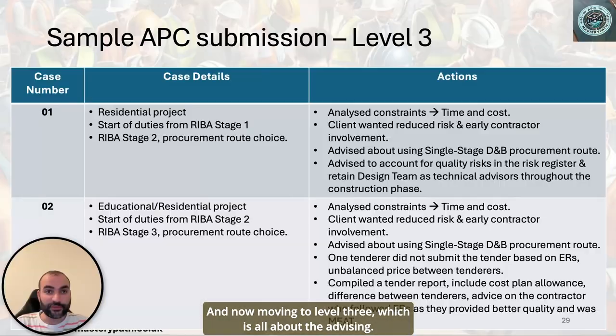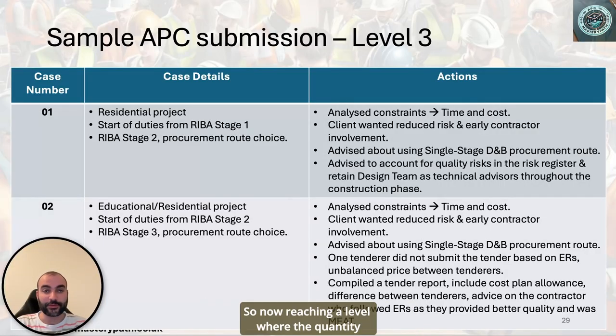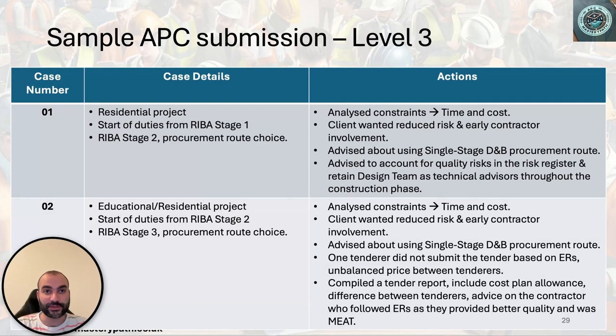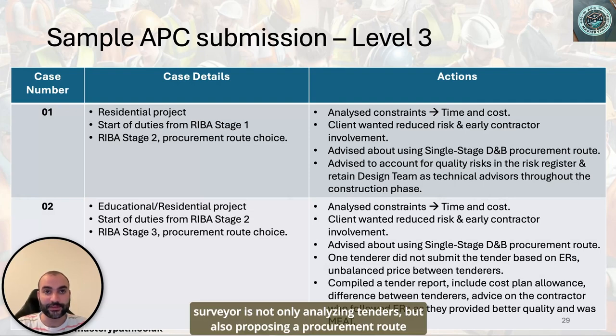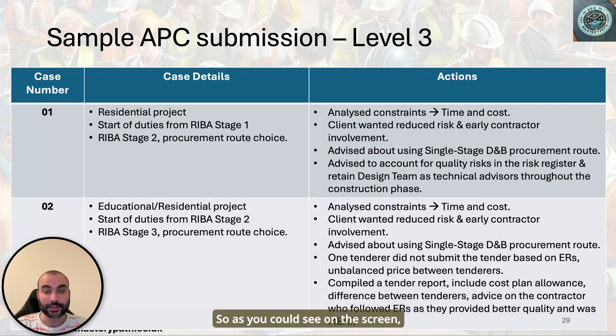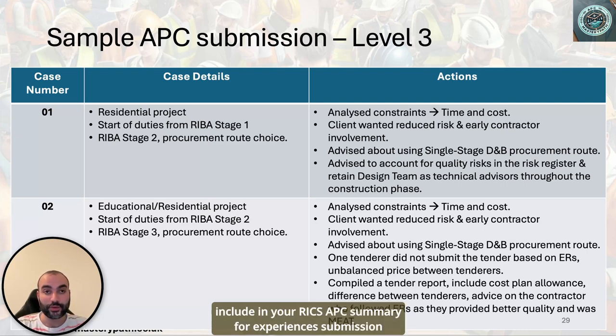And now moving to level 3, which is all about advising. So now reaching a level where the quantity surveyor is not only analysing tenders, but also proposing a procurement route to the clients that they are working with, in addition to choosing and disqualifying different contractors based on a wide variety of criteria. So as you can see on the screen, these are 2 examples that you can include in your RICS APC Summary of Experience submission.